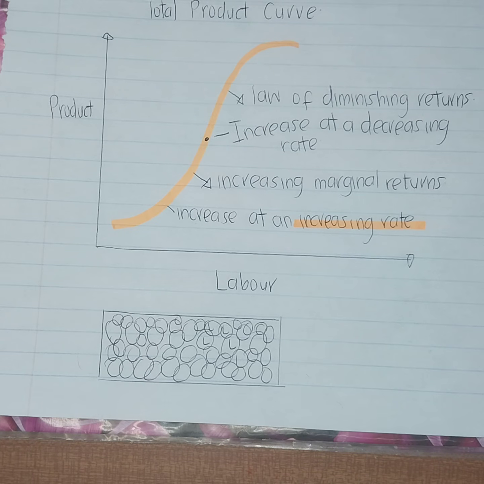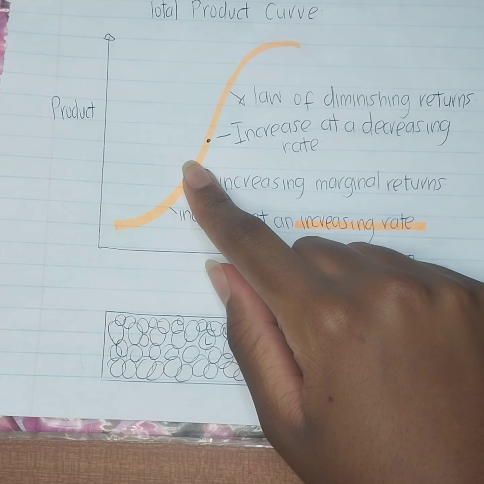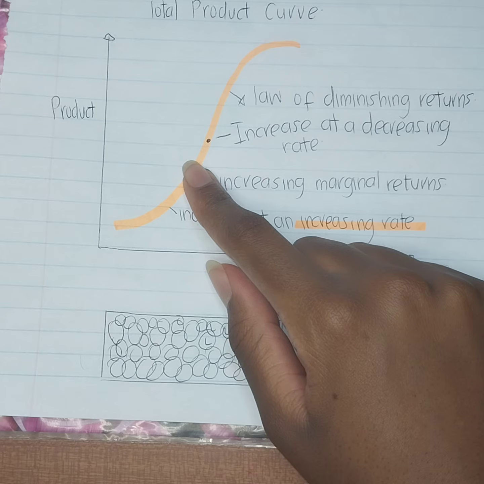Let's just say you are a small business, right? Your plant size is fixed, right? You are increasing labor and your production is increasing. Hence, we say that it starts increasing at an increasing rate. So let us say you add another one. It will still increase because there are many, right?